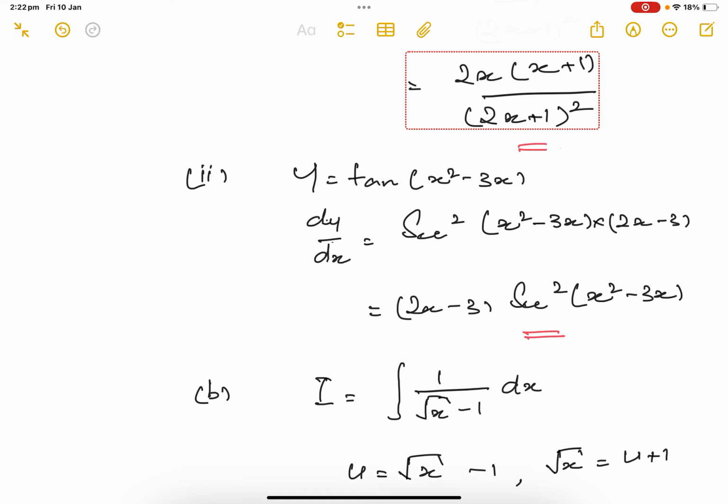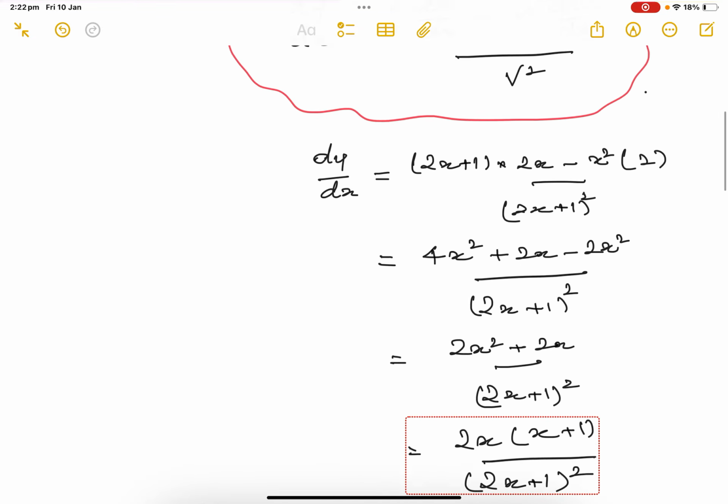Then we have to differentiate what is in the bracket, that is x squared minus 3x. Differentiation of x squared minus 3x is 2x minus 3. If you take 2x minus 3 to the front of the function, we get 2x minus 3 times sec squared of the bracket x squared minus 3x. That's the part 2 differentiation.